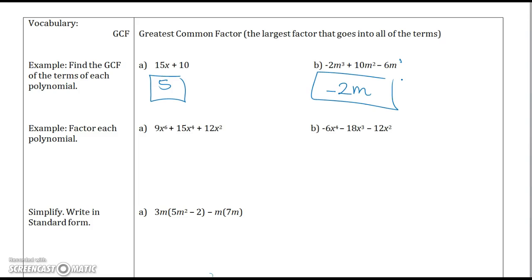Now that we know how to identify it, we're going to factor it out. So I'm looking at the numbers again first. What's your greatest number that goes into 9, 15, and 12? If you said 3, you are correct. Now they all have x's. The first term has 6 x's, the second term has 4, and the last one has 2. So what's the maximum I can take out of all of them? Well, 6, 4, and 2. The max would be 2. So it's kind of like you're taking out the smallest exponent, basically.